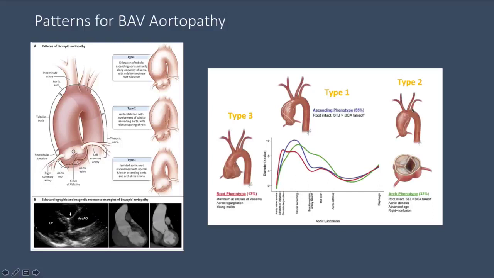There's also type 2, also known as the arch phenotype, and it's dilation of the ascending aorta and the arch with preservation of the root. And finally, there's the type 3 phenotype, also known as the root phenotype, where there's dilation of the root, the sinus of Valsalva to the sinotubular junction, but preservation of the ascending aorta and the arch. So it's interesting that in bicuspid aortic valve, this is the least common phenotype that we see, but it's the most common phenotype that we see in connective tissue disorders such as Marfan syndrome.